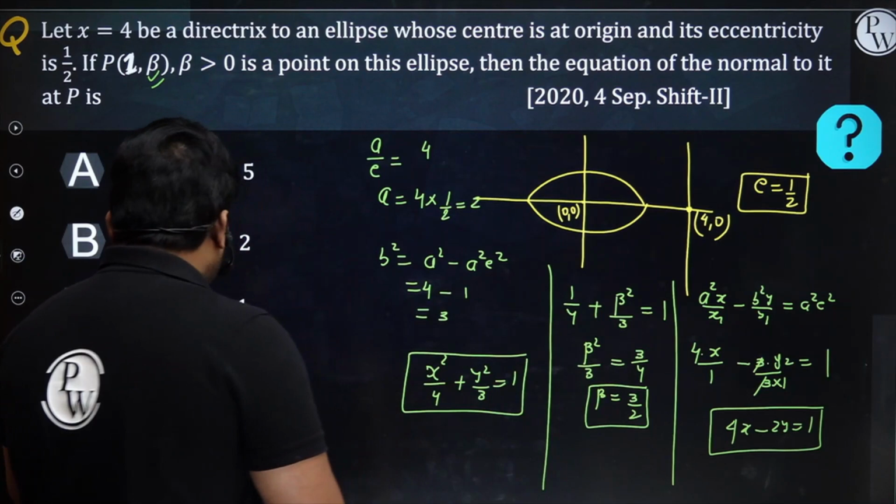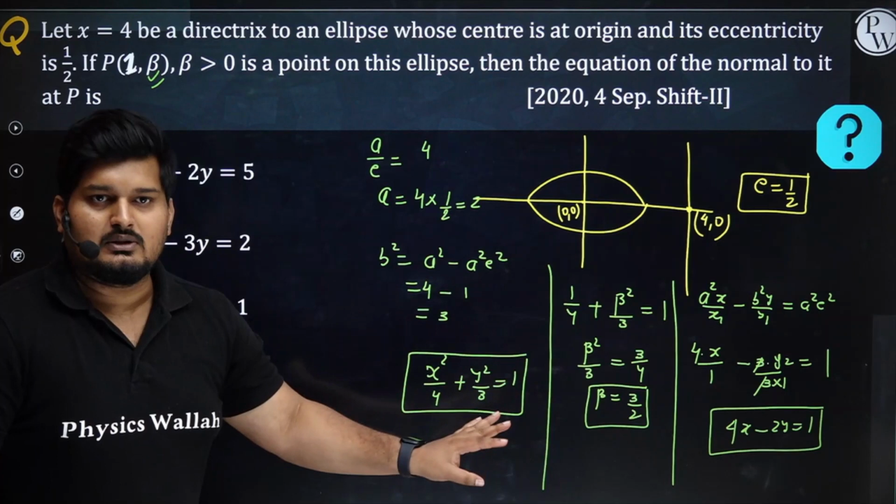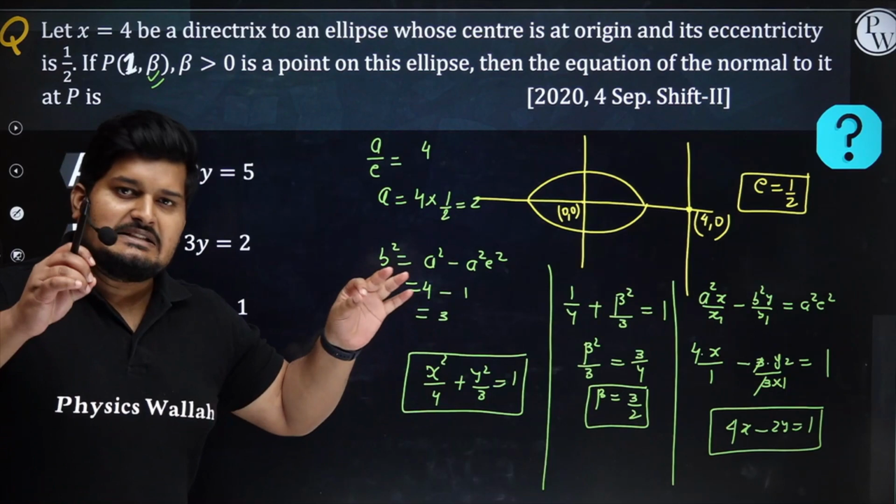So very simple concept. First, they made us write the equation of the ellipse. Then we got the value of beta, and then we found the equation of the normal. Very basic question, right? These types of questions are considered the easiest type of question you can have in this chapter. Okay, moving on to the next one.